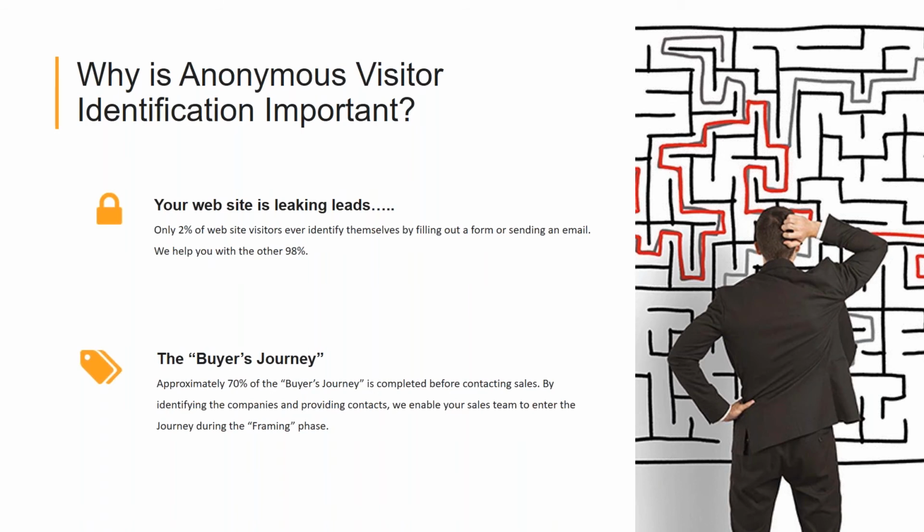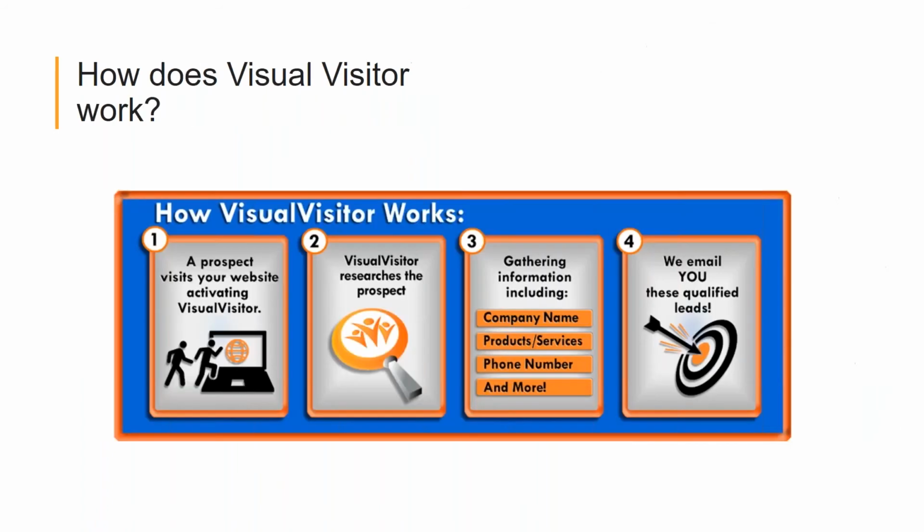And we're going to talk about how the new features that we're adding are going to build on that. So how does Visual Visitor work? It's really simple. When you sign up for an account, we give you a small bit of JavaScript code that goes on your site. Whenever a visitor comes to your site, it activates the code on your site and sends us a little bit of data.